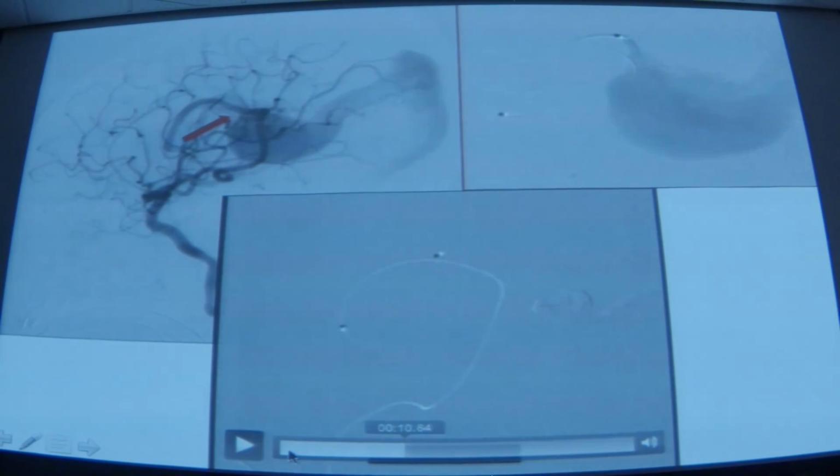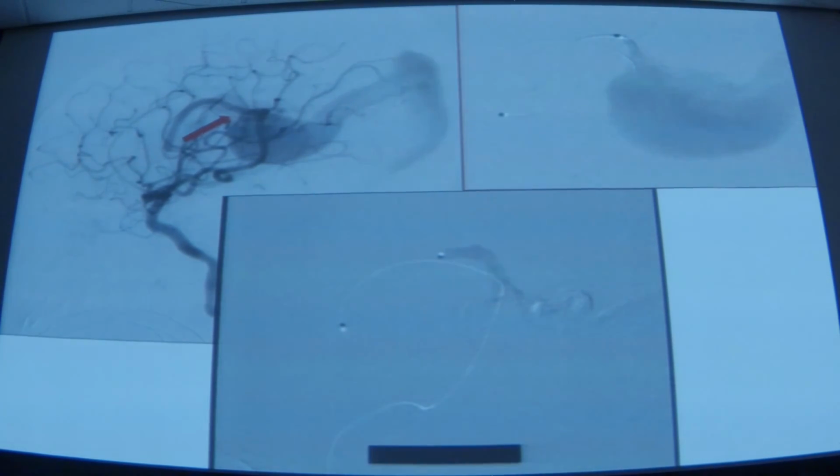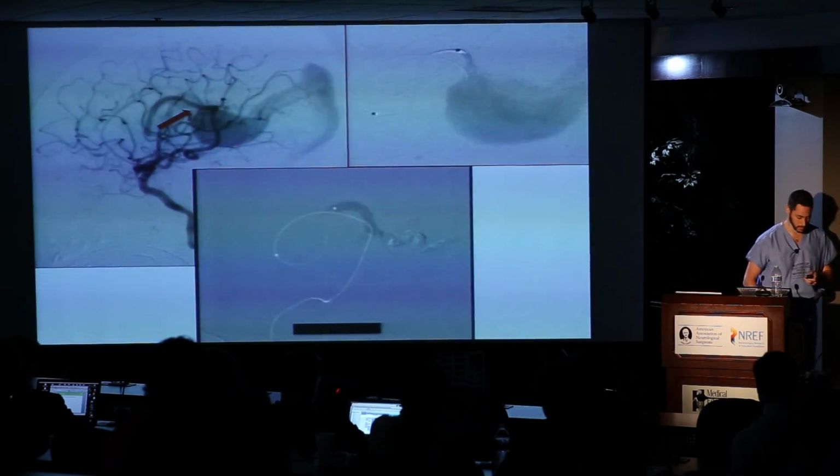There he goes. And notice how it kind of fans out as it enters the vein. That's exactly what you want to see. And then it's starting to reflux and widen and approximate the size of the artery. And now I know I'm done. Boom, take the microcatheter out.